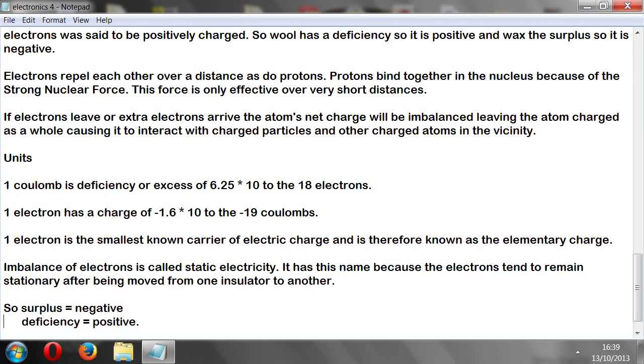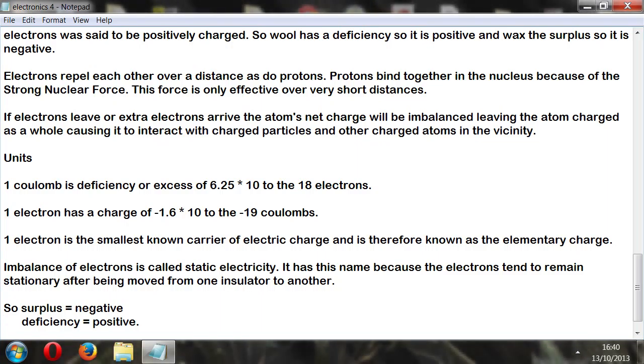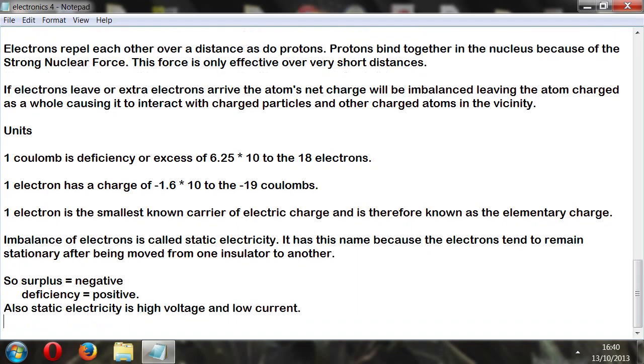An imbalance of electrons is called static electricity. It has a name because the electrons tend to remain stationary after being moved from one insulator to another. I'm talking about insulators here; obviously we've got a very different story with conductors. So like I said, surplus is negative, deficiency is positive, and I also mentioned static electricity, high voltage and low current. I think that's pretty much all I spoke about in this recap.